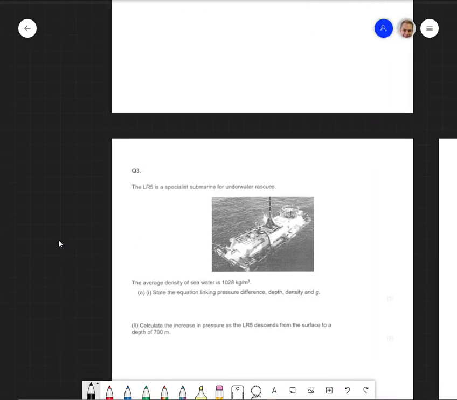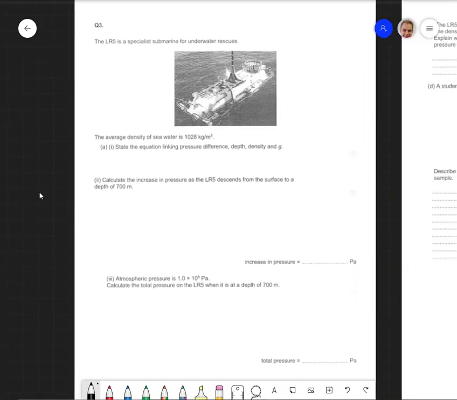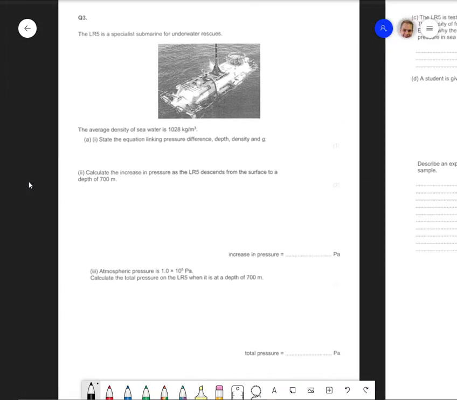Right, question 3. This is dating back again, a bit of year 9 revision. The LR5 is a specialist submarine for underwater rescues. We've got a density of seawater, in kilograms per meter cubed. State the equation using pressure difference, depth, density, and g.